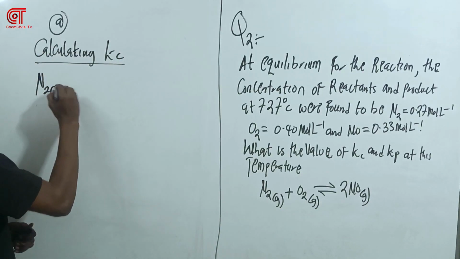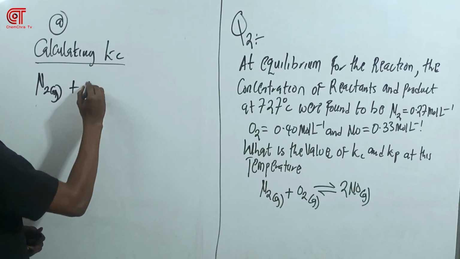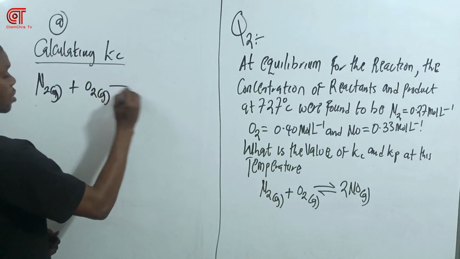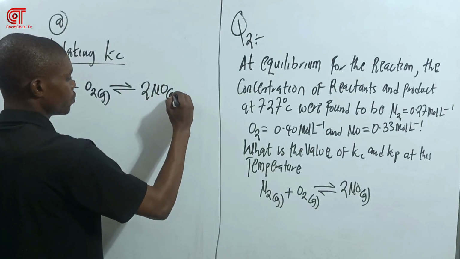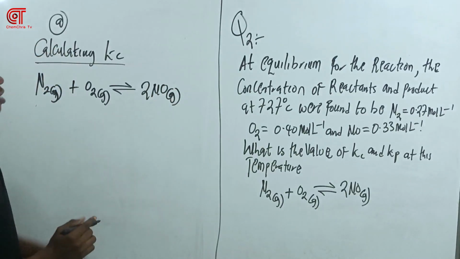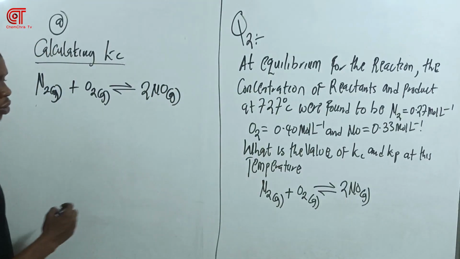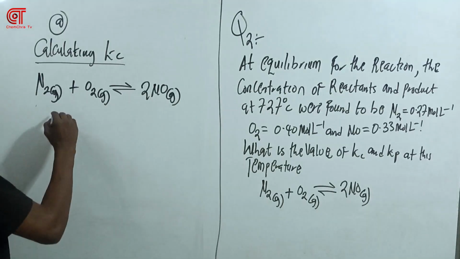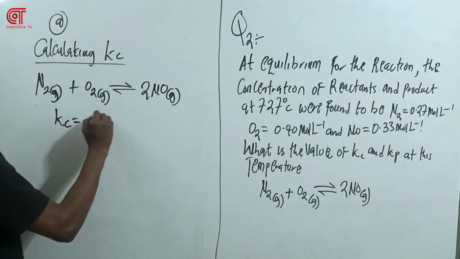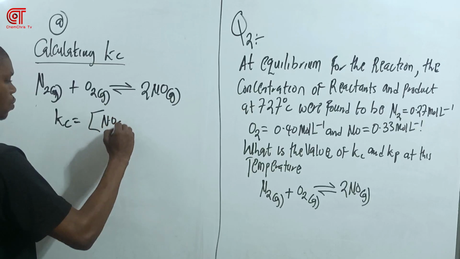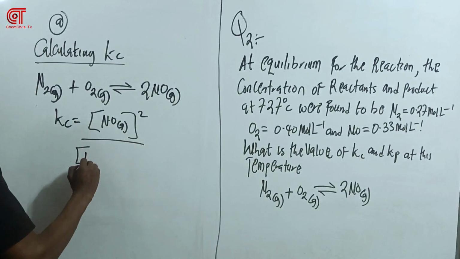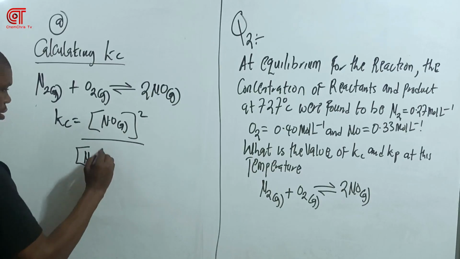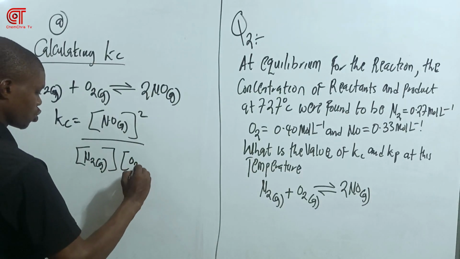N2 gas plus O2 gas gives 2NO. So you want to write the Kc, the equilibrium constant expression. Kc equals NO gas raised to the power 2 over N2 gas times O2 gas.